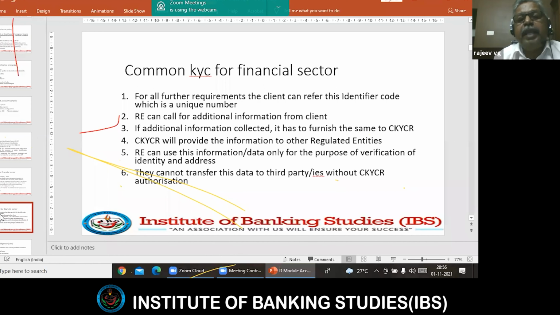The RE can use this data only for the purpose of verification of identity and address. It should not be used for any other purpose. They cannot transfer this data to third parties without CKYCR authorization. For cross-selling or other purposes, it cannot be handed over to somebody else.